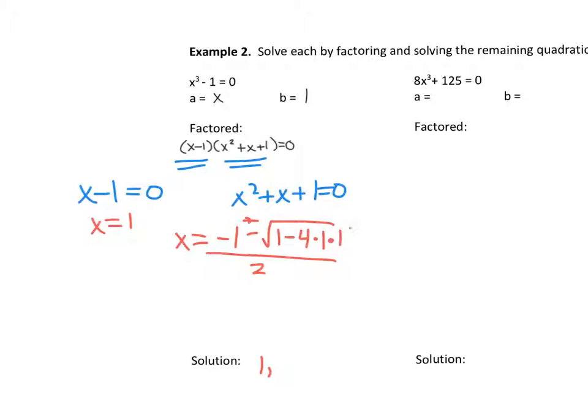So underneath the square root is going to be 1 minus 4. So that's going to be x equals negative 1 plus or minus the square root of negative 3 over 2. So we've learned back in chapter 5 that when we have square roots of negative numbers, they are imaginary solutions. And we can do that.